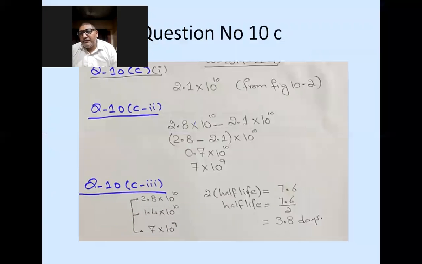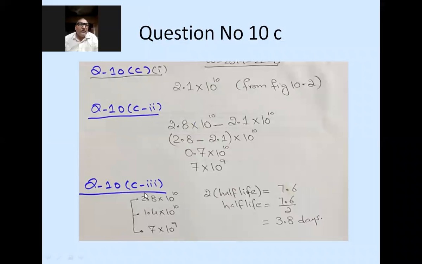So here, at the start, you have 2.8 x 10^10. When 1 half-life has passed, 2.8 x 10^10 divided by 2 will be 1.4 x 10^10. And then another half-life would have passed, so you will have 7 x 10^9. So we have this much left. So it means that 2 half-lives have passed.